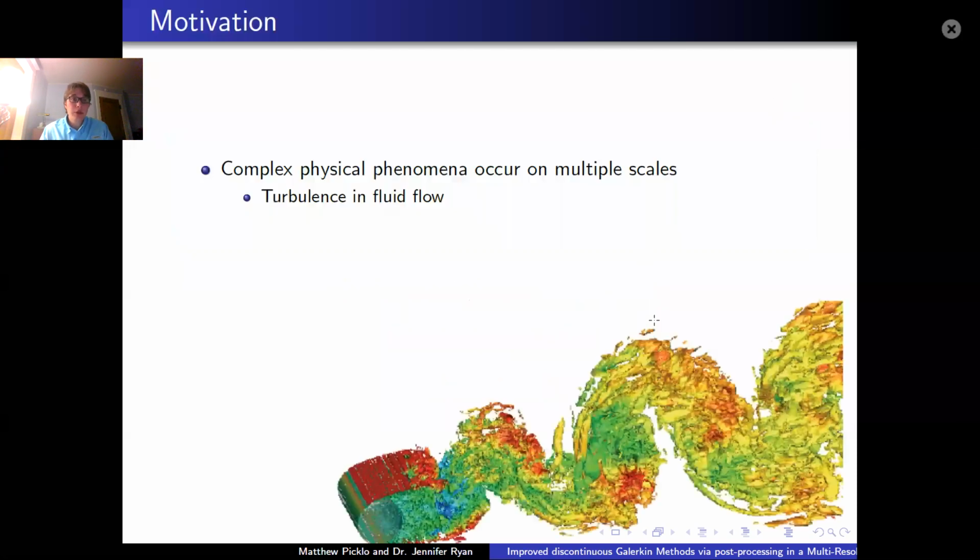So the reason why we care about all those complicated sounding words is that the relevant scales of lots of different physical phenomena can span many orders of magnitude. Consider turbulence in fluid flow, right? Small scale fluid interactions are affecting these large scale structures. You know, a butterfly is flapping its wings, a hurricane appears someplace, right?